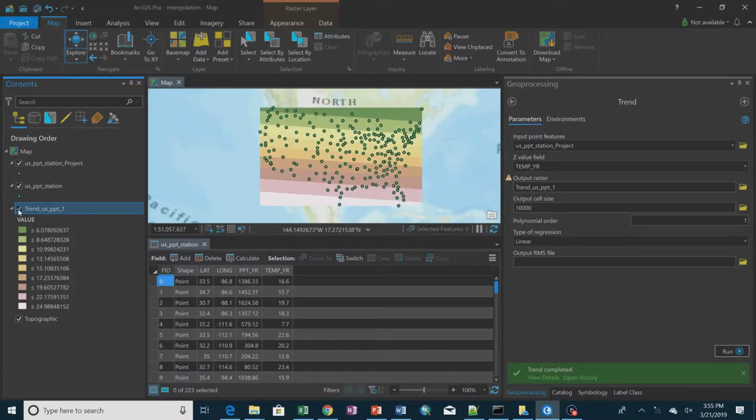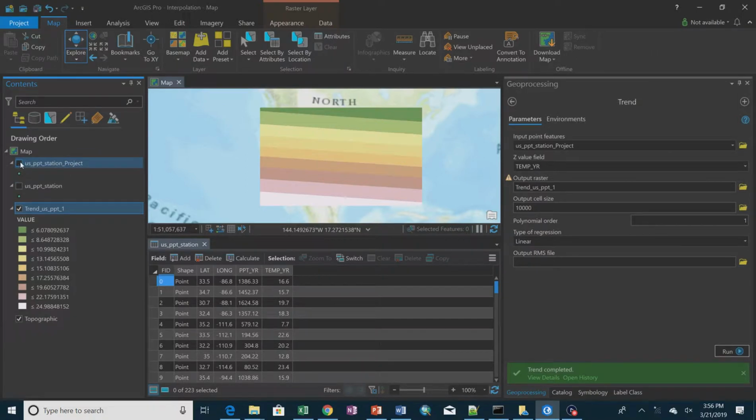What is this map telling us? Look at those numbers. These numbers are temperature, average annual temperature, probably in Celsius. Even in Celsius, this seems a little bit low, so I don't know exactly what they are. But what's the general trend there using a first order polynomial? Yeah, it gets hotter as you go south, right?